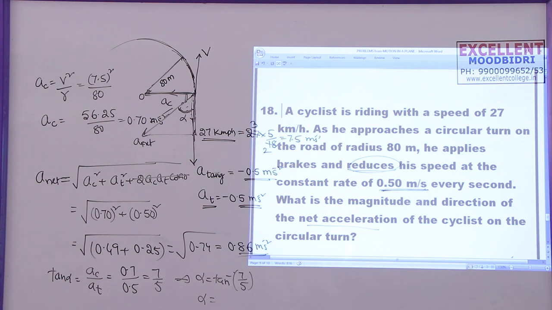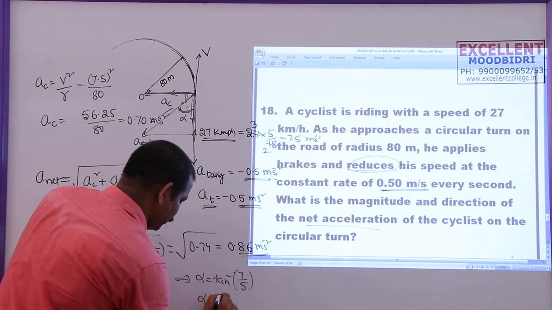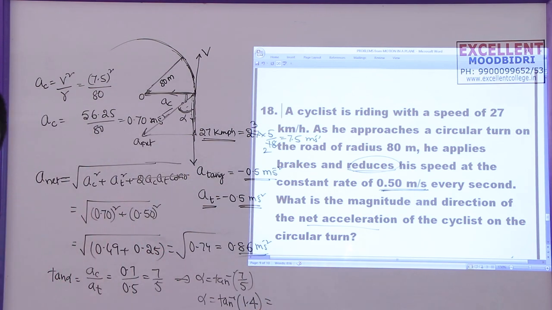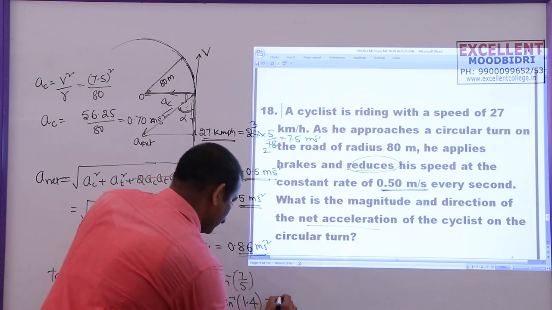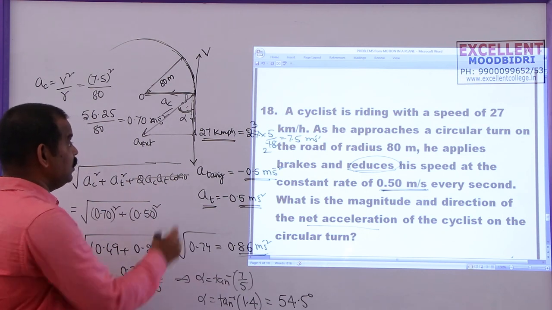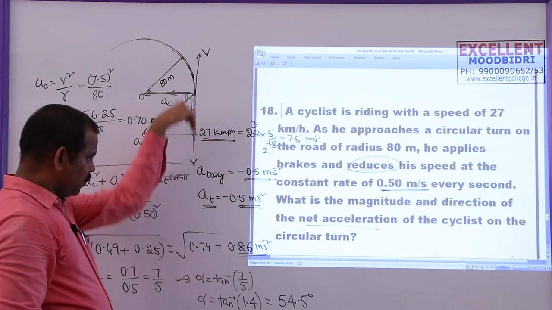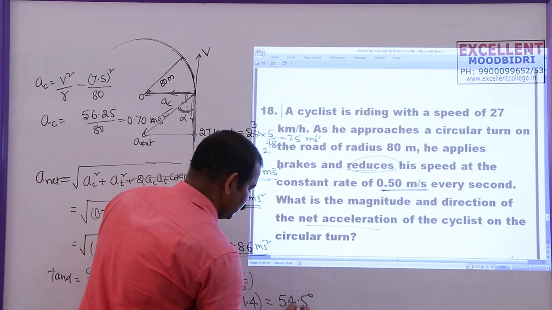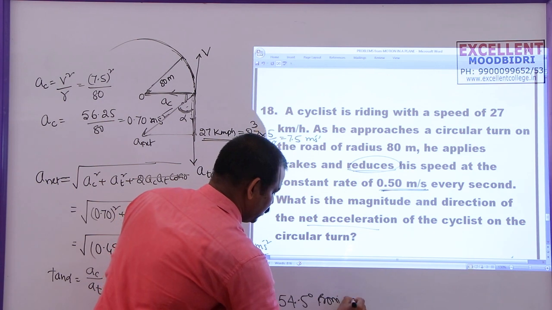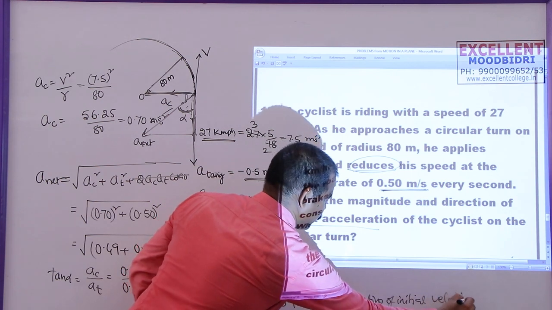So alpha, from logarithm books, let me check this one. This value is 1.4. You can write it as tan inverse of 1.4. So from logarithm books, if you verify this one, this will be 54.5 degrees. But with what vector? So this is 54.5 degrees from the tangential acceleration, that is negative of the initial velocity vector. So 54.5 degrees from the negative of the initial velocity.